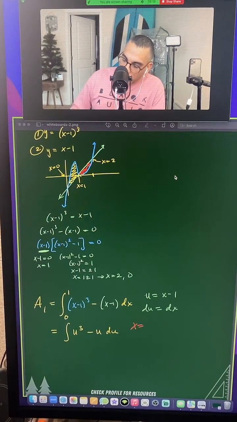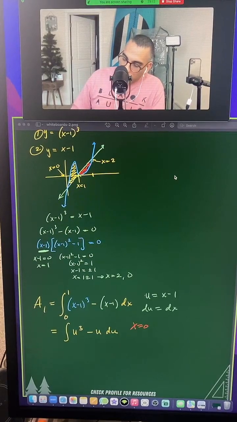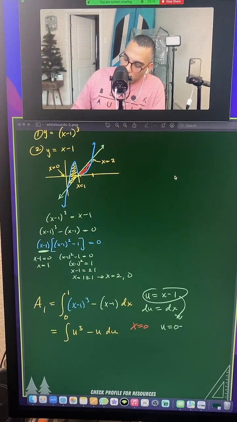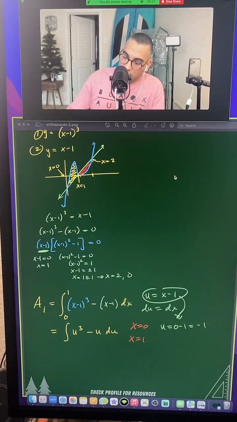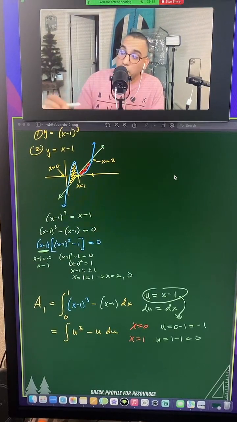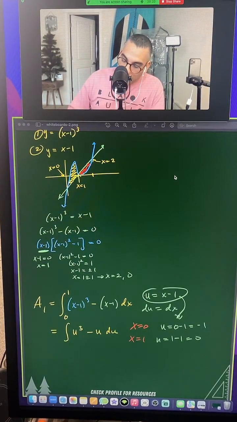So when x was equal to 0, we're going to utilize this value for u that we found. That means that u is equal to 0 minus 1, so negative 1. And when x was equal to 1, that means that u was equal to 1 minus 1, which is 0. So look at my parameters that I'm about to put on that integral that we found. It's going to be from negative 1 to 0.